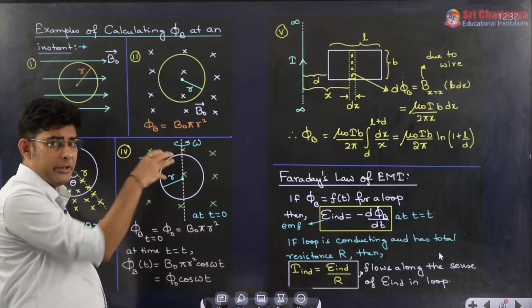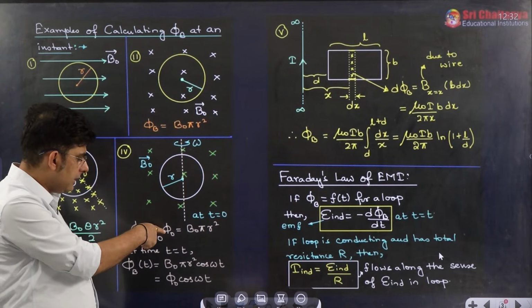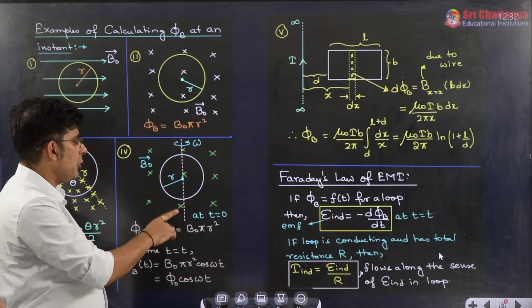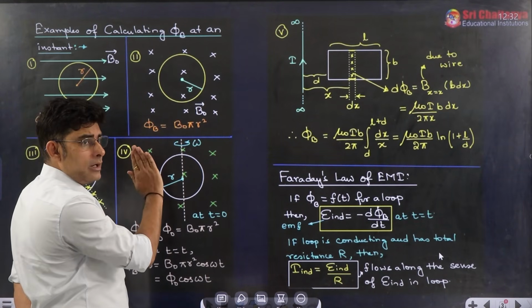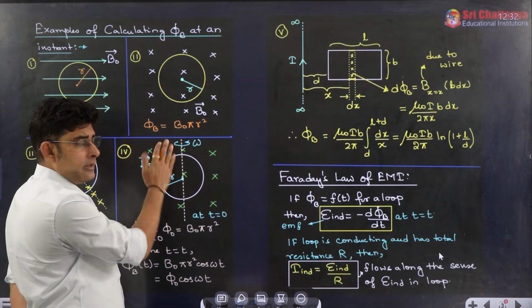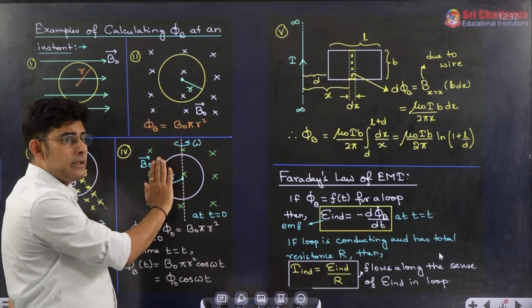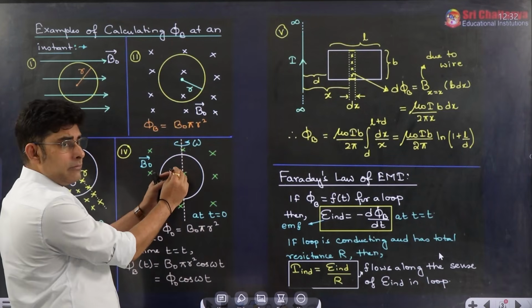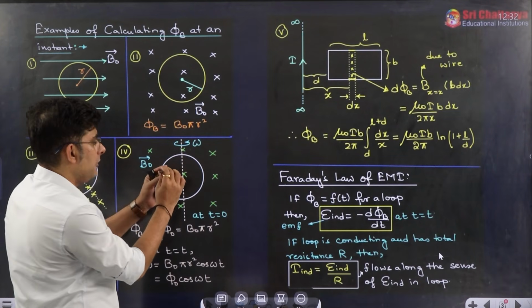Next we have a loop which is initially, you can see, in a transverse field because the field lines are perpendicular to the plane of the loop. There is maximum flux. Initially I have written the flux as B naught into πr². Now I am rotating it at angular speed omega. As it rotates, the area vector, which is normal to the loop, will keep on changing. Earlier the area vector was out of the plane of the loop.